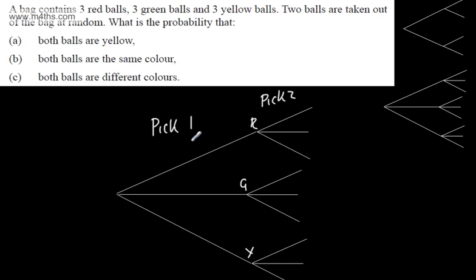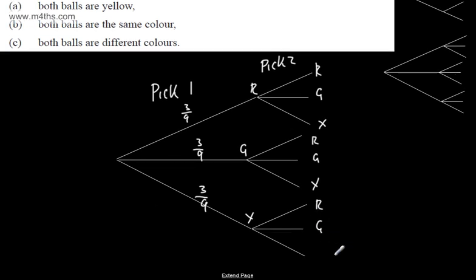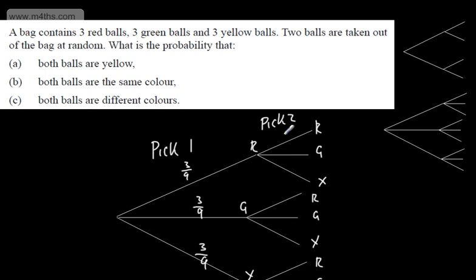Now I'm going to write this then. There are 9 balls in total, so this is 3 out of 9, this is 3 out of 9, and then we've got 3 out of 9. So we're going to have red, green, and yellow. We've got now red, green, yellow, red, green and yellow. So if we consider on picking on the first one that we get a red, we're going to have now 2 out of the 8, 3 out of the 8 and 3 out of the 8.